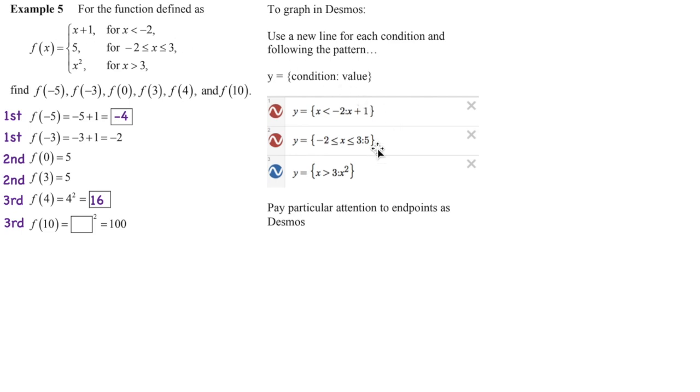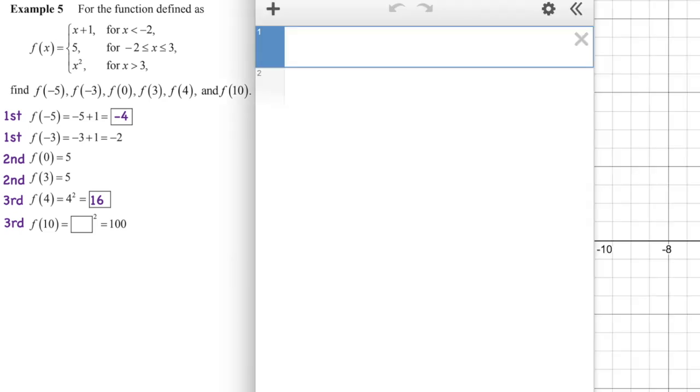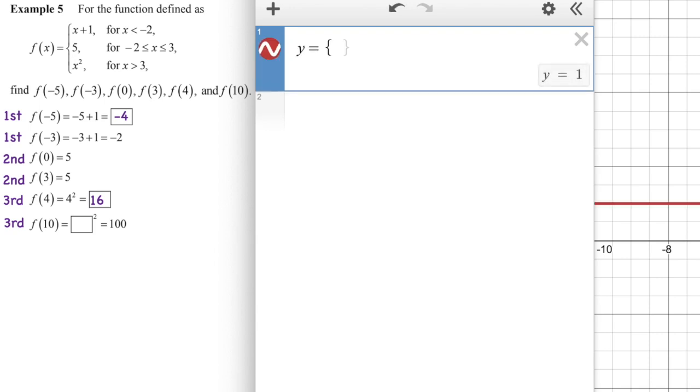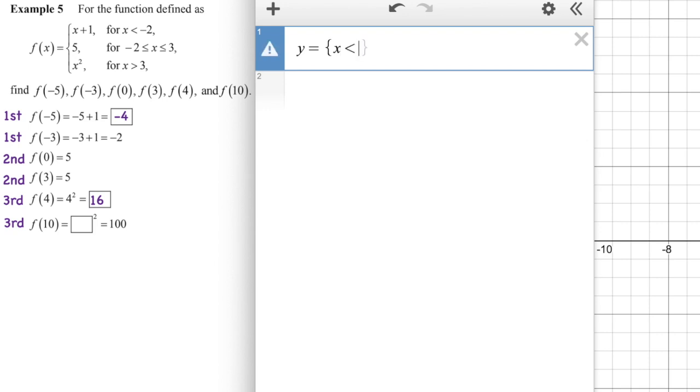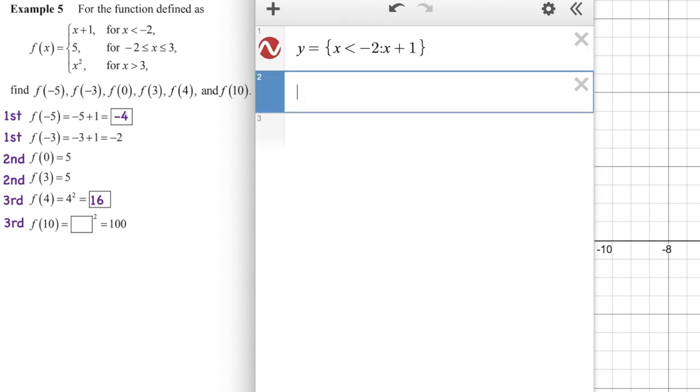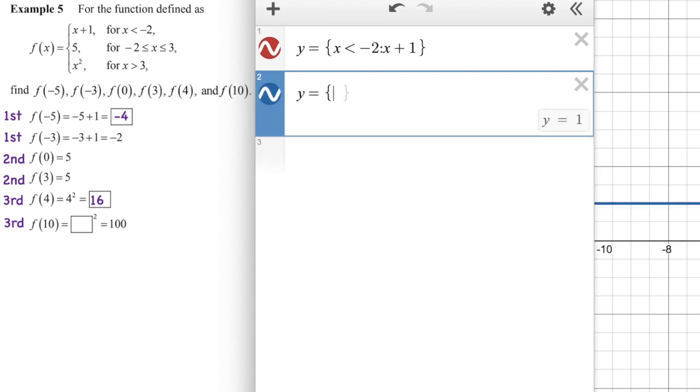And notice each one has its own line within Desmos. So let's see what that might look like once we graph. So I've got my graph here. I'm going to say y is equal to x is less than -2, semicolon, x plus 1. Putting in another one here, I'll shift over in a moment.